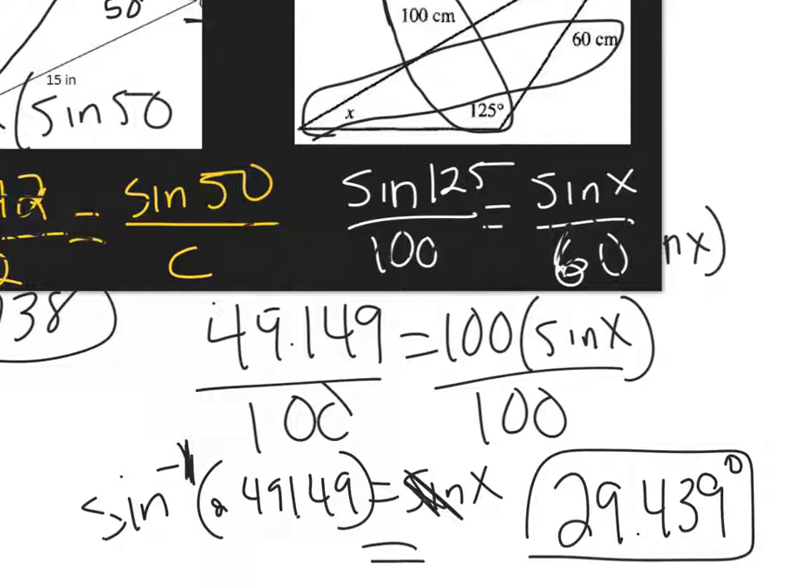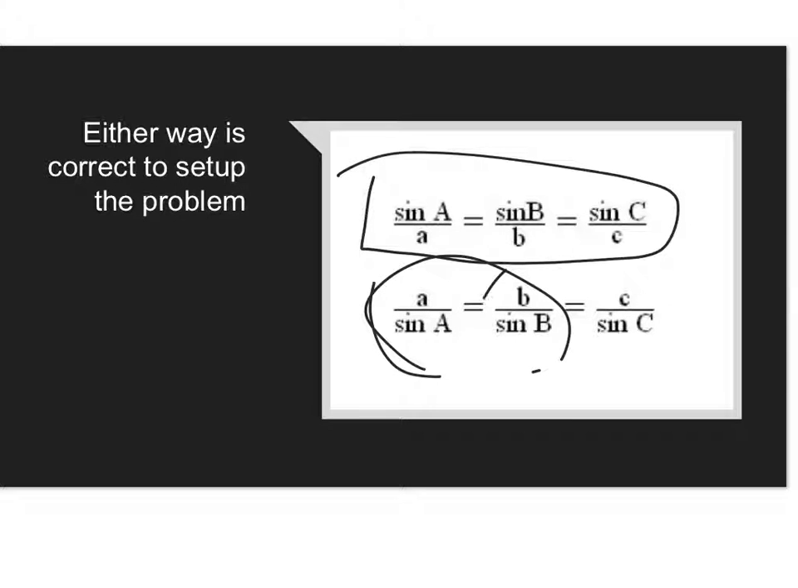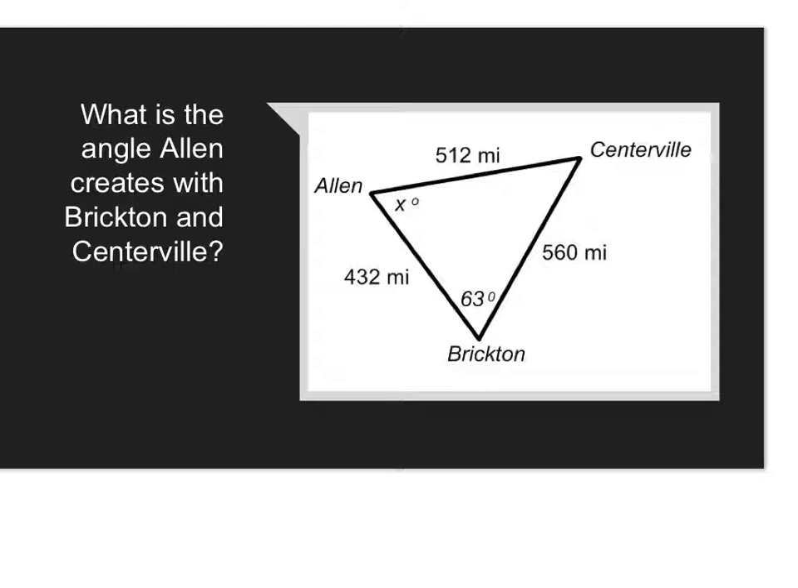So now, that's kind of your setup. Basically, once you get the sine of the angle over the side, all you're doing is cross products, multiplying diagonally and using some algebra. Technically, either way is correct to set this up. You don't need all three, you only need two. Any two out of those three are fine. And notice, I can put the sine on the top or the sine on the bottom. I like the sine on the top, I like having angles on top and the sides on the bottom. To me, it makes more sense that way. You use whatever you're comfortable with. That's kind of my preference.